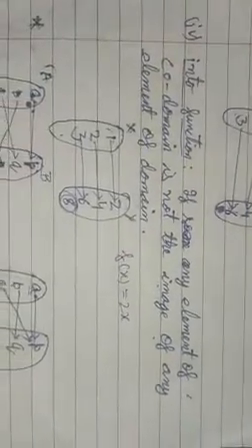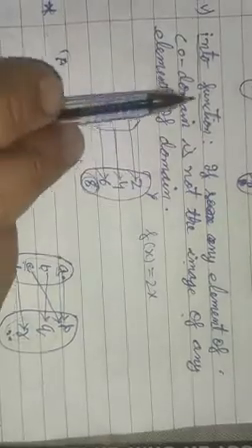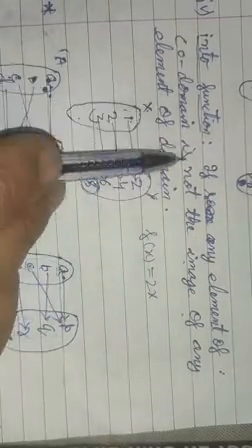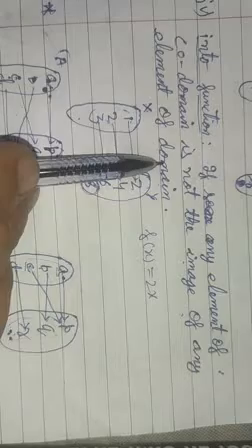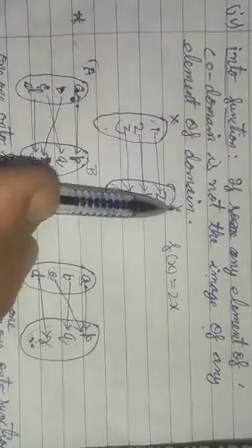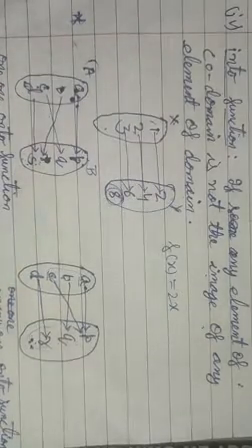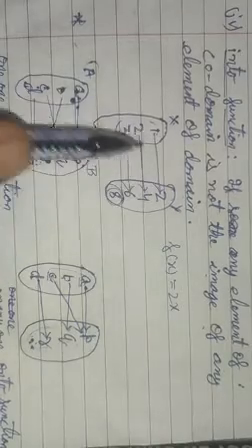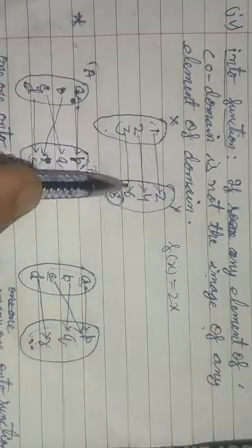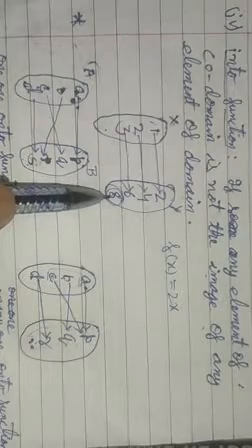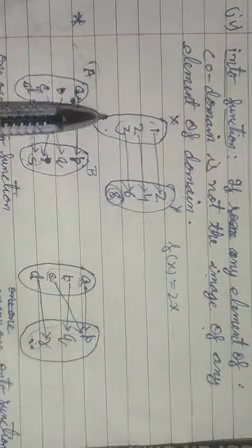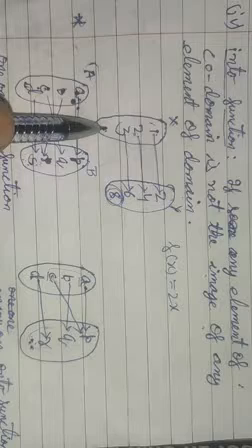Now the fourth one is into function. In into function, if any element of codomain is not the image of any element of domain, then it is an into function. Now see here, suppose I am taking the same function f: X to Y and f(x) equal to 2x, and the elements of domain are 1, 2, 3 and elements of codomain are 2, 4, 6, 8. Now see here, the image of 1 will be 2, image of 2 is 4, image of 3 is 6, and this 8. The element 8 is not the image of any element of the domain.